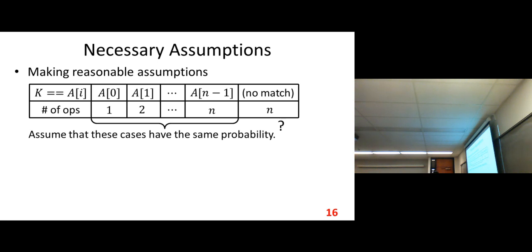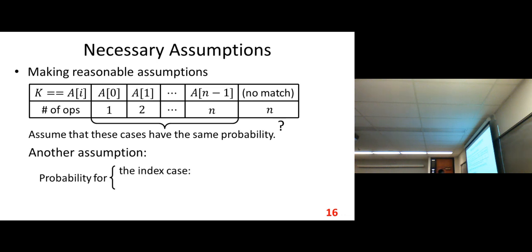Here, let's do this. Another assumption for the no match case: probability. We need a probability number for it. We cannot assume it, but we need to have a number for it. You can use statistics to find that number. You can do some experiment to find that number.